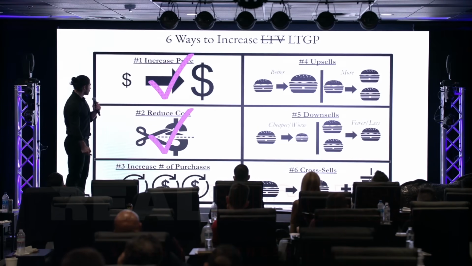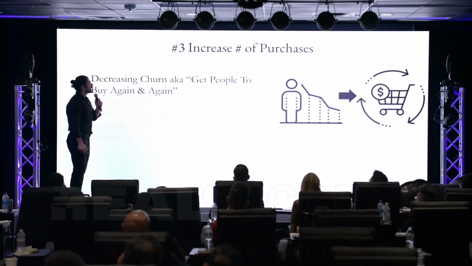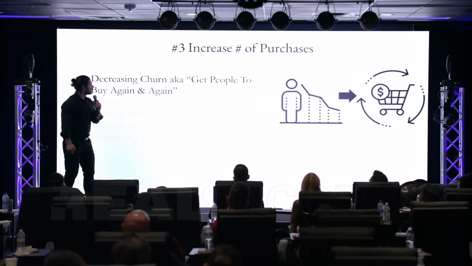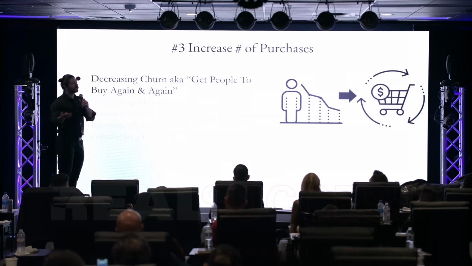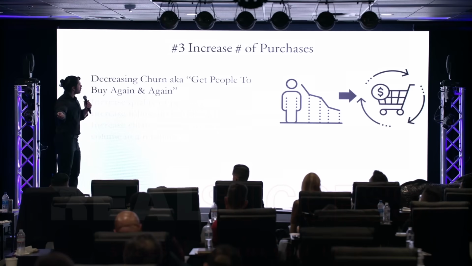Checkbox number 3, increased number of purchases. Here we go. So number 1 is decreasing churn, which is AKA getting people to buy again. All right. So that is providing a better service, doing more activation, more onboarding, etc. Number 2 is increasing the quality of the product.